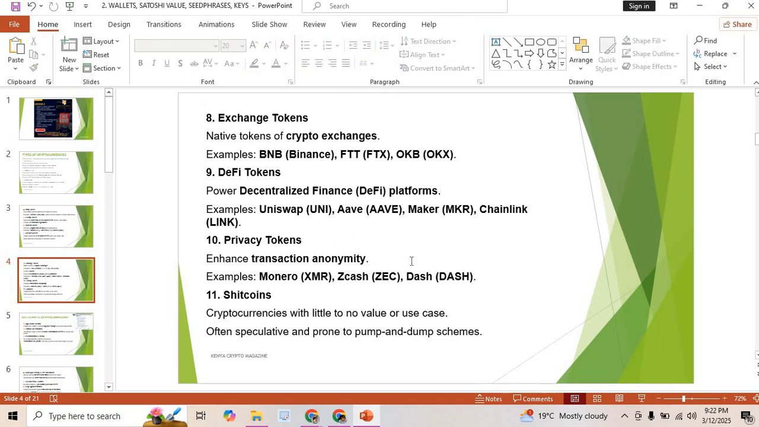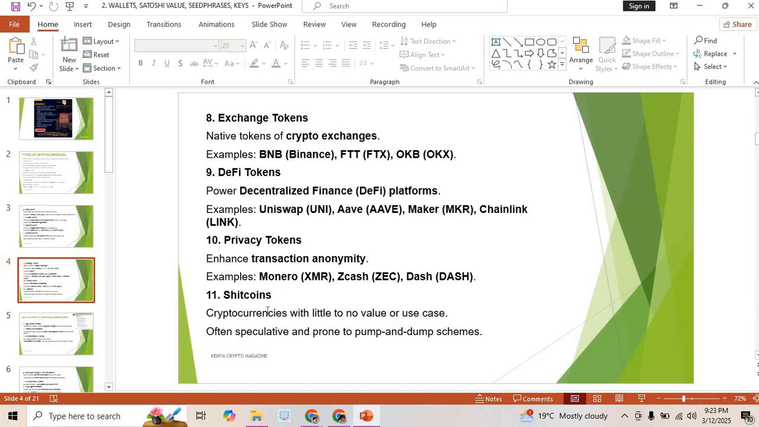Then we have what we call the privacy tokens. Privacy tokens are tokens that enhance transaction anonymity. Remember last time we said any transaction you make is recorded on the blockchain, but we have specific coins where their transactions are not recorded on the blockchain. They provide anonymity and secrecy, pseudonymity and anonymity. Those examples are Monero, Zcash, and the Dash coin. So if you're a scammer, you can use those coins. Anyway, joking. But then lastly, we have shitcoins.